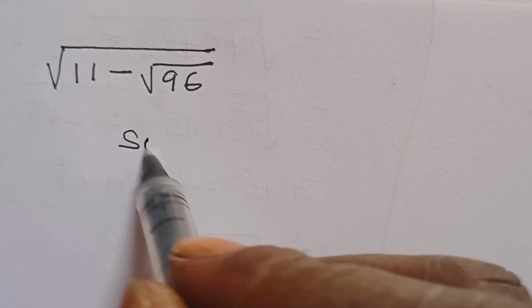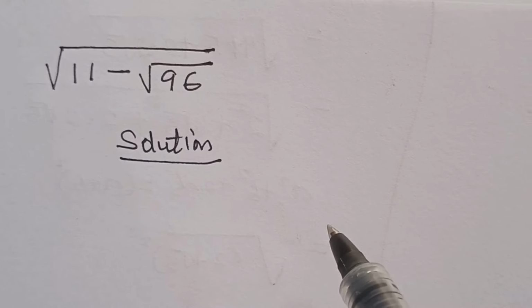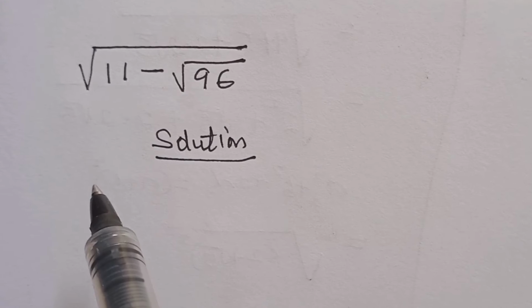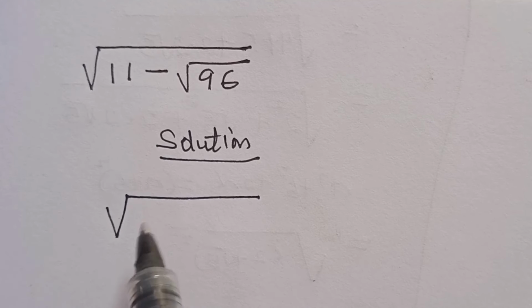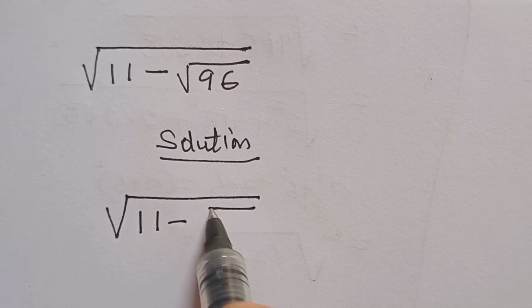Welcome. Today we have this square root. We are asked to simplify it. Let's get started. We have square root of 11 minus square root of 96. We are asked to simplify this square root.